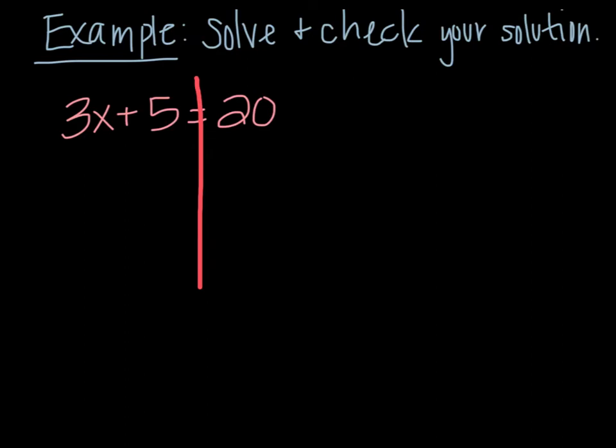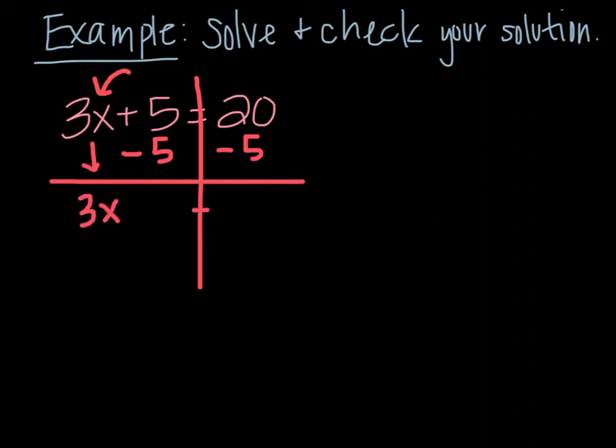Oftentimes when I'm solving equations, I'm really just doing reverse PEMDAS. So I look for what impacts my x the least. As of right now, I can see that that would be my 5. Since I added 5, I need to subtract 5 from both sides to get that to cancel. This will give me 3x on one side and 15 on the other.